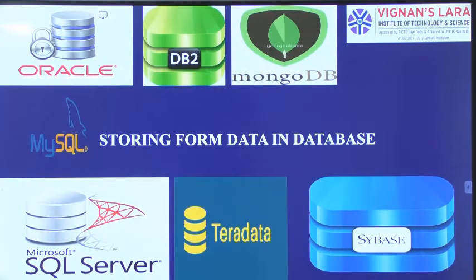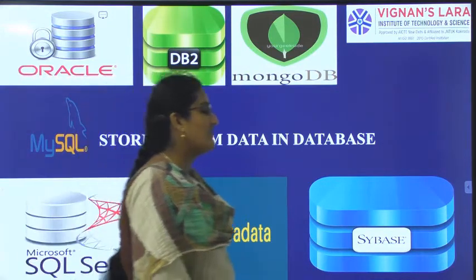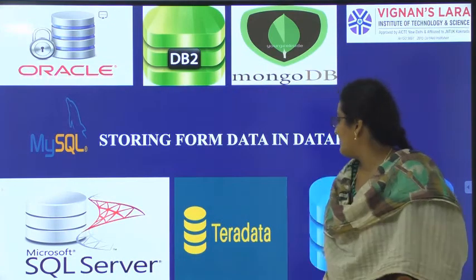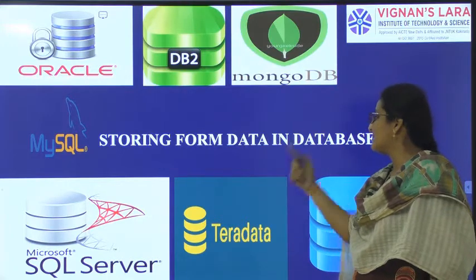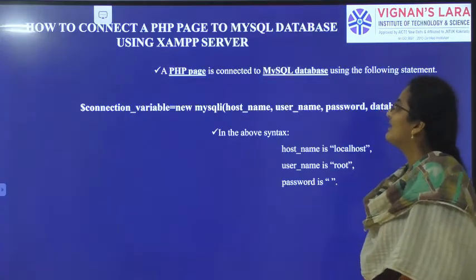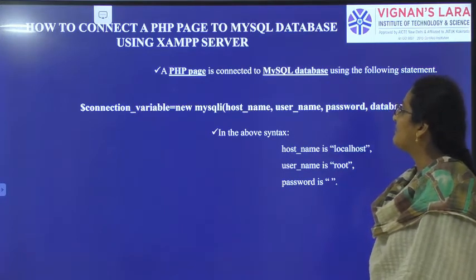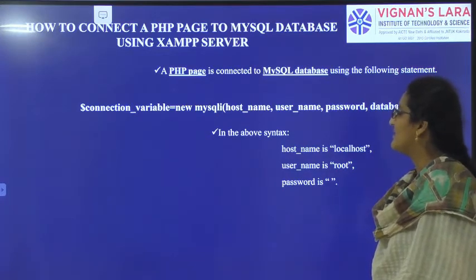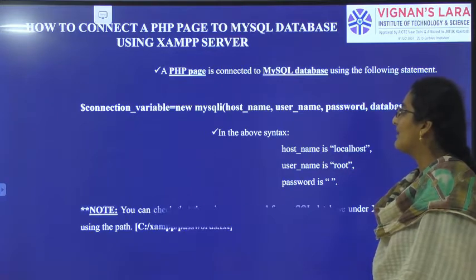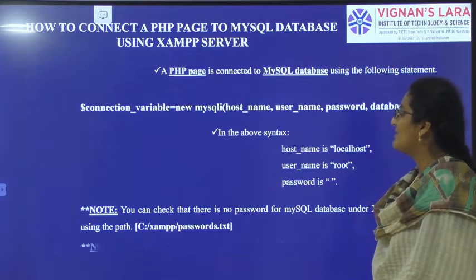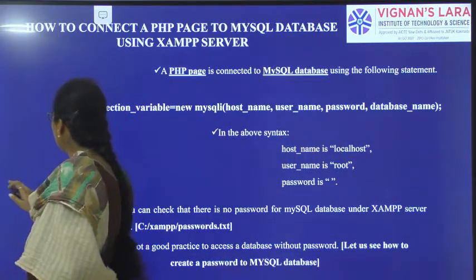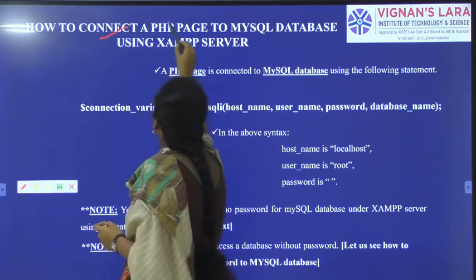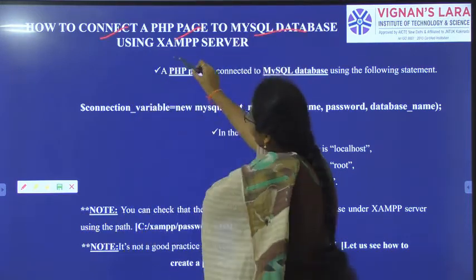These are the different types of databases we have to store the data: Oracle, DB2, MySQL Server, Sybase, Teradata, MongoDB. So let us see how we can connect a PHP page to a MySQL database using the XAMPP server. If you want to connect a PHP page to a MySQL database using the XAMPP server, see here.